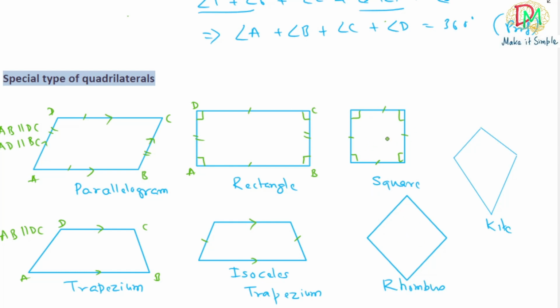And this is the rhombus. When we tilt this square, means we apply force on the opposite side, then it becomes a rhombus. So all sides are equal, and this is also a parallelogram. Then the kite: if two adjacent sides are equal, then we can say it is a kite.